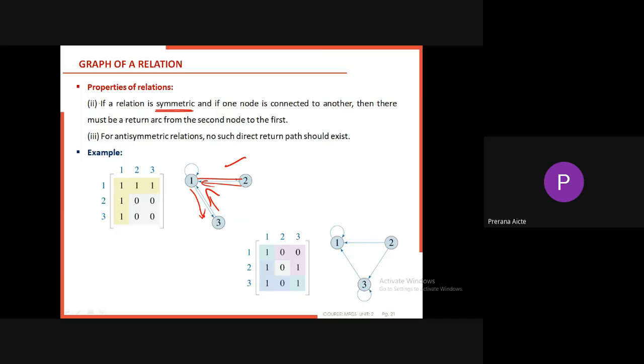Okay, so next, for an antisymmetric relation, no such direct return path should exist. Suppose here if you see, the 2 to 1 edge is there, but for 1 to 2 there is no edge. 2 to 3 we have the edge, but 3 to 2 edge is not there. So now I can say that it is following antisymmetric. So this one is following the symmetric property, and this one is following the antisymmetric property.